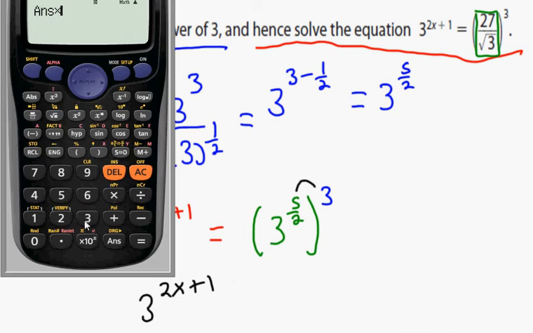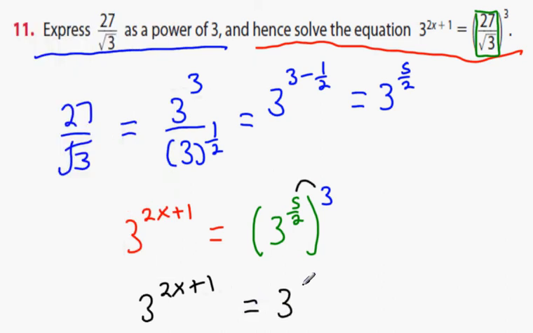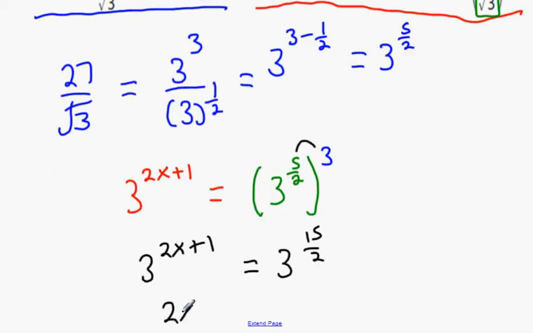5 over 2 multiplied by 3? 15 over 2. So you cancel the 2's. Okay, get rid of the 3's and we're left with? 2x plus 1 equals 15 over 2.